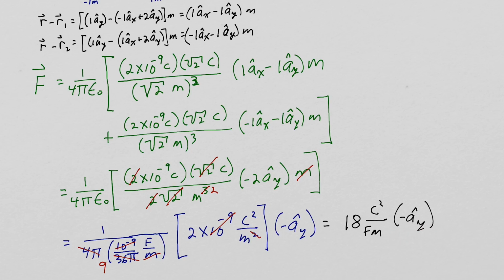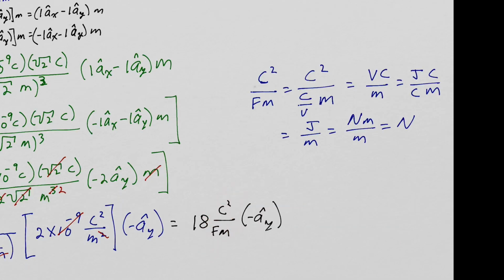Let's take a look at these units. A farad is a coulomb per volt, so we'll get a cancellation of a coulomb in the numerator and denominator. That will leave us with volts coulombs over a meter. A volt is a joule per coulomb, so these coulombs will cancel. We'll have a joule over a meter. A joule is an energy, which is a force through a distance, a Newton meter, so the meters will cancel, and we will end up with units of newtons, which is what we're looking for because this is a force.